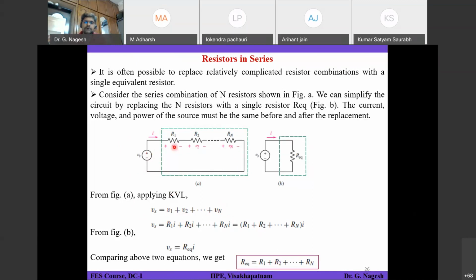Correct. So V1 I can replace with I into R1, I into R2, so on up to I into Rn. If I take I common, we get R1 plus R2 plus R3, so on up to Rn. This sum, R1 plus R2 plus R3, so on up to Rn, I am replacing with R equivalent. Okay. So from these two equations, what can you conclude? R equivalent is equal to R1 plus R2 plus R3, so on up to Rn. Correct. This is the equivalent resistance for this series connected circuit.